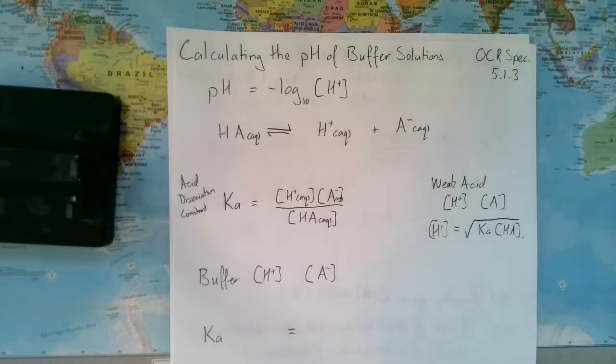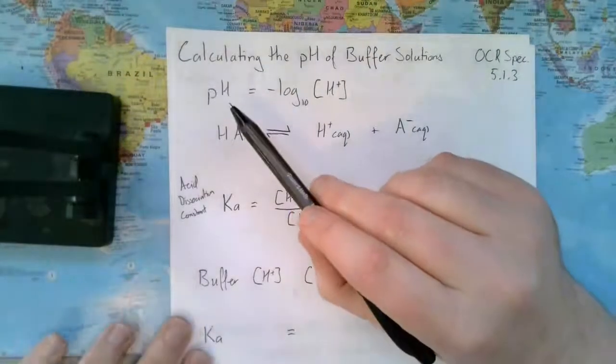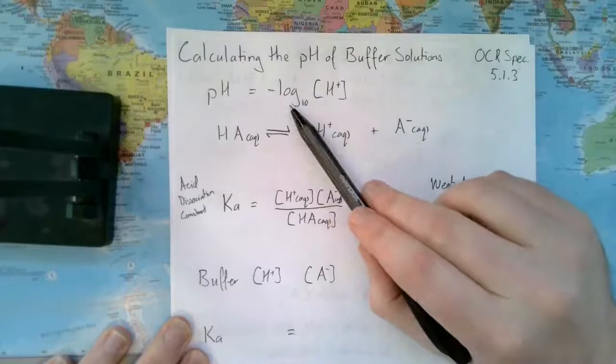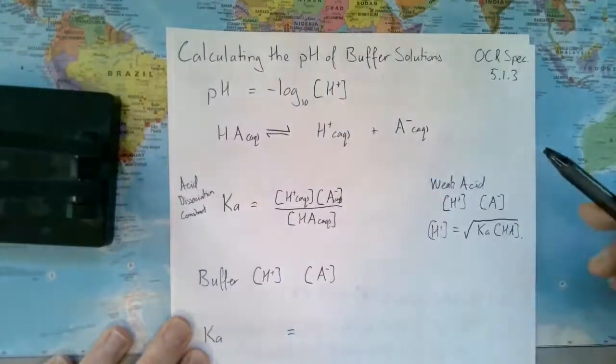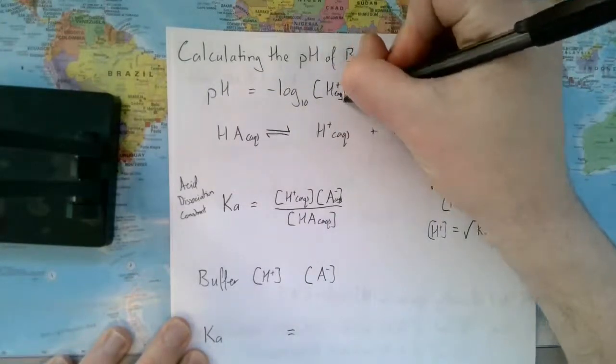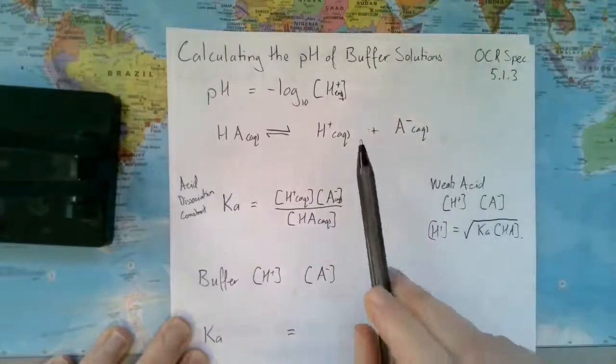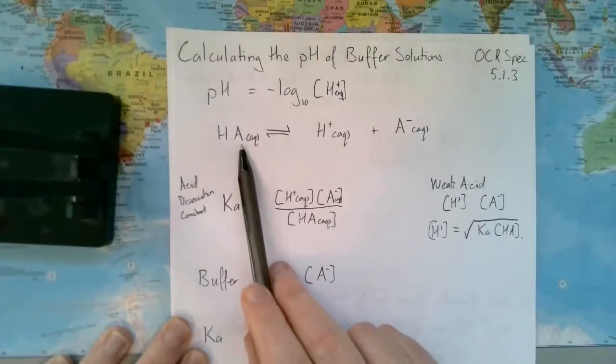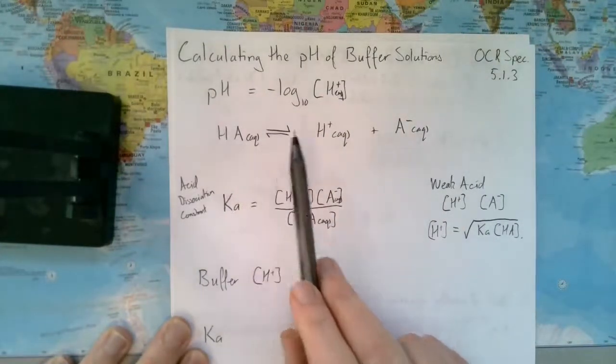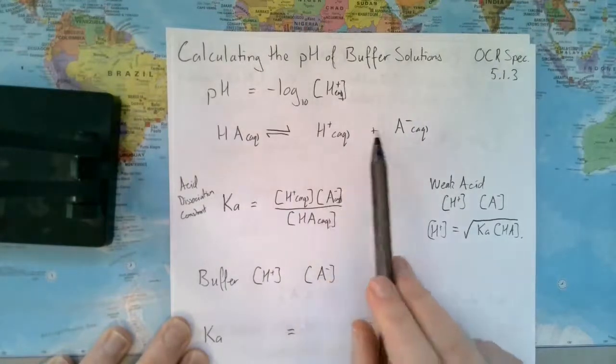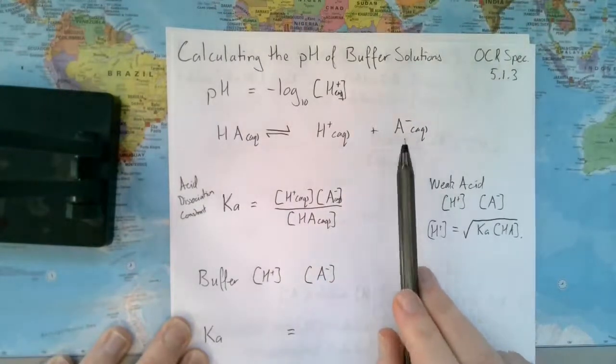Right, when we're asked to find pH, we have to start by making sure we know what pH actually is, and it's negative log to the base 10 of the concentration of H+ aqueous ions. Now, this is governed by the equilibrium where our weak acid dissociates into H+ and the conjugate base.